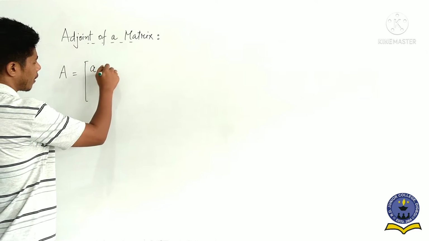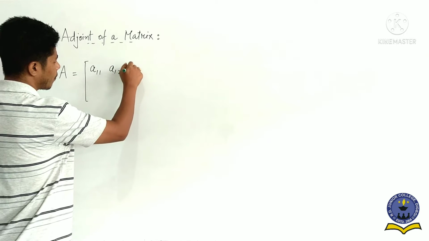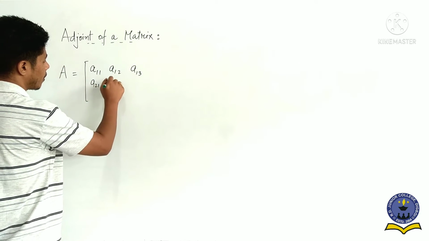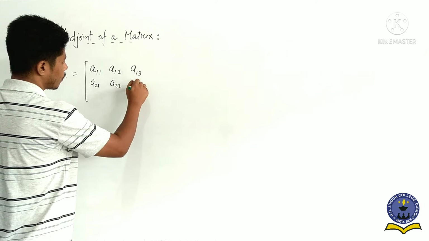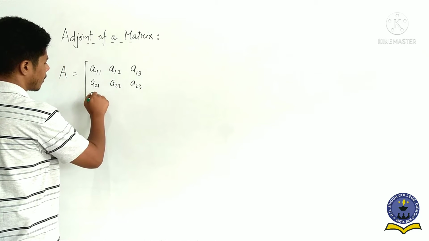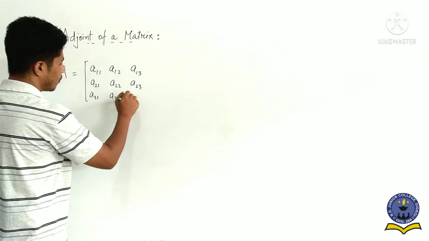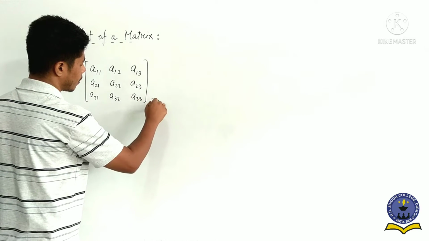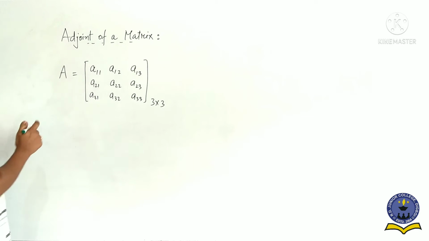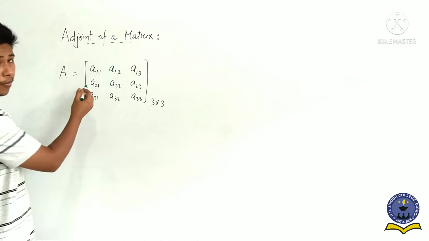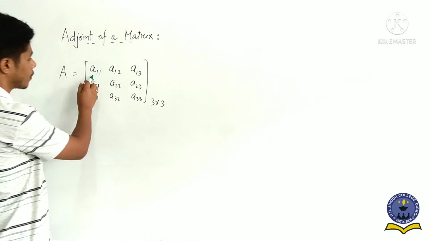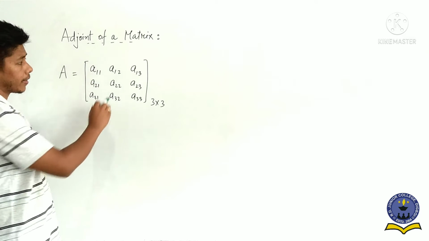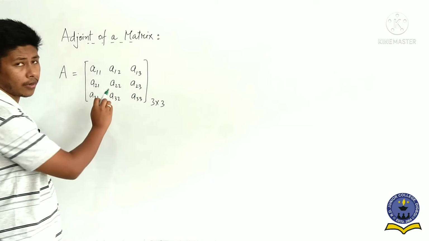Suppose this one we write A11, this one A12, and this one A13. Similarly A21, A22, A23, and A31, A32, and A33. This is a 3 by 3 matrix. All of you know the meaning of A11: the first row, first column. A12 means first row, second column, and A13 is first row, third column.